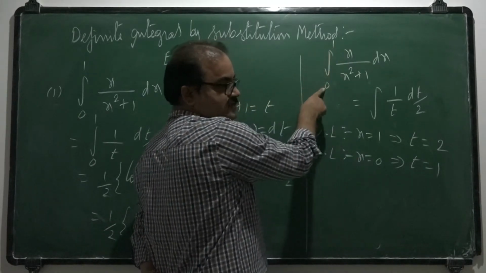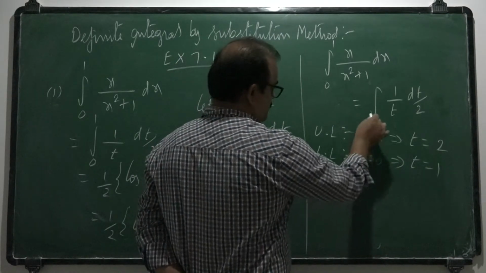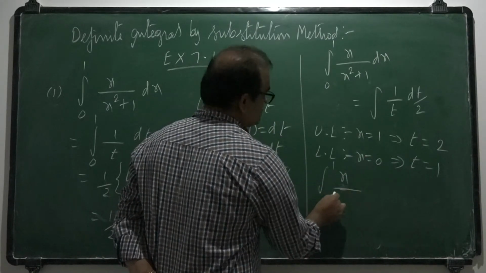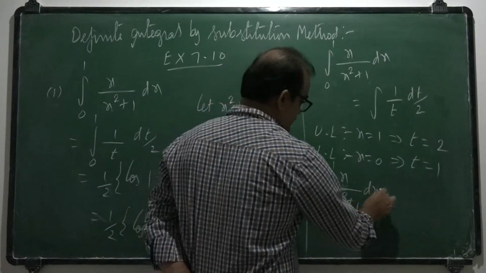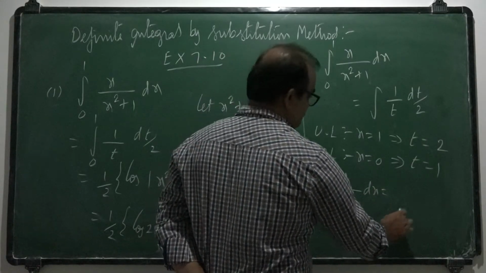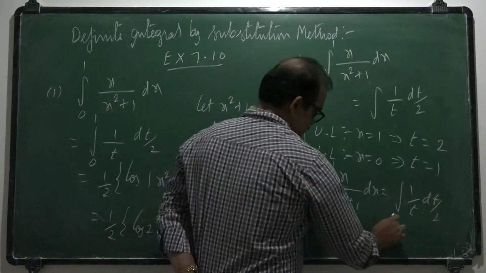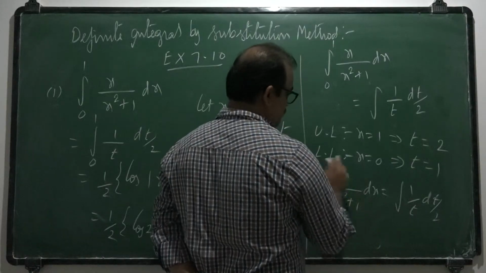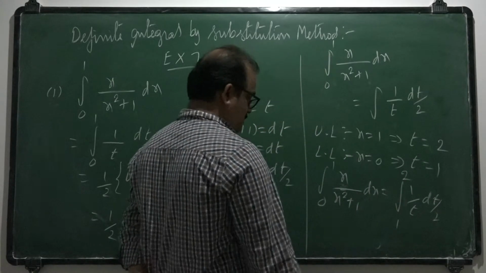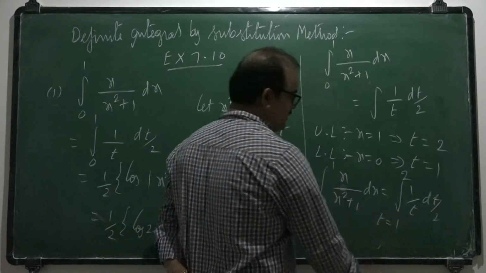Given limits are the limits to the variable x. Now we change the limits into t. Now this integral becomes integral 0 to 1 x by x square plus 1 into dx is equal to, we change this entire integration in terms of t, integral 1 by t into dt by 2. What are the limits of t? Lower limit t is equal to 1, upper limit t is equal to 2. These are the limits to the variable x, x is equal to 0 to 1. These are the limits to the variable t.